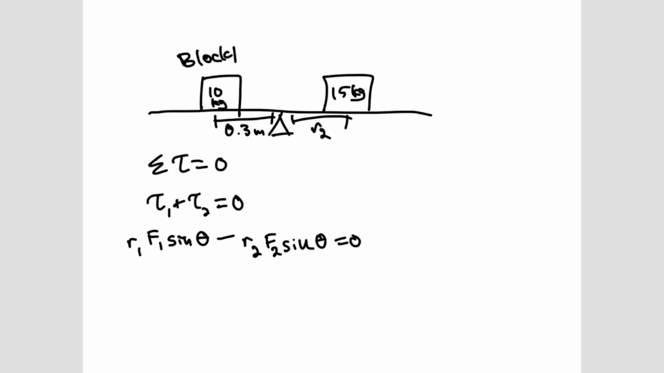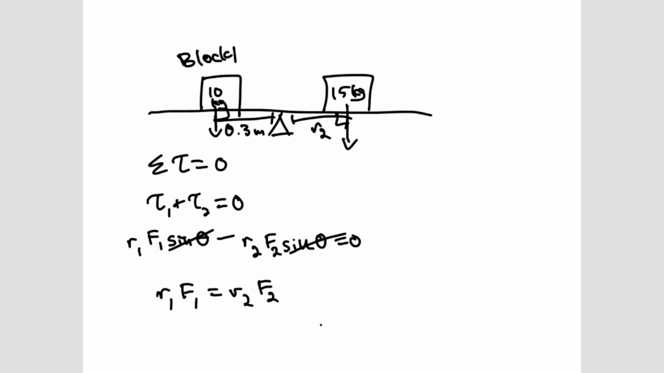Now here, the only forces acting on the seesaw are the forces of gravity from both blocks. I have one pointing down there, one down that way, right? Both of these form a right angle with the seesaw, because these forces of gravity point straight down, and at equilibrium the seesaw is perfectly horizontal. So straight down and perfectly horizontal is a perpendicular angle, 90 degrees, and the sine of 90 is equal to 1. Since anything times 1 is just itself, the sines cancel out, and I'm just going to write this as R1F1 is equal to R2F2.